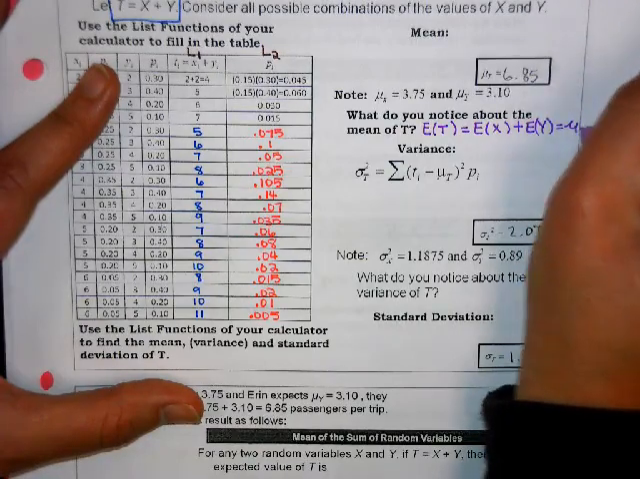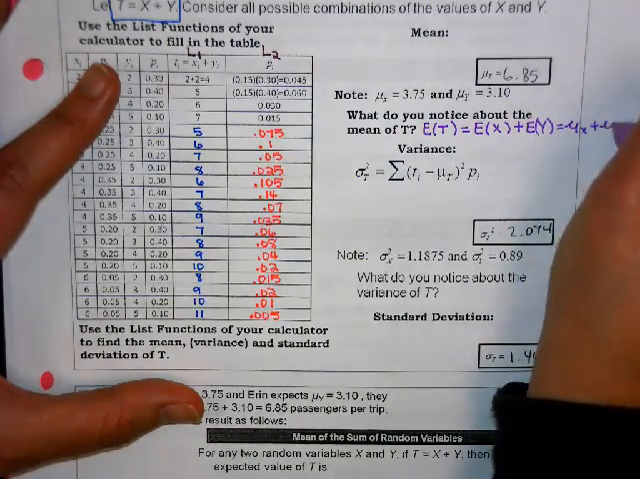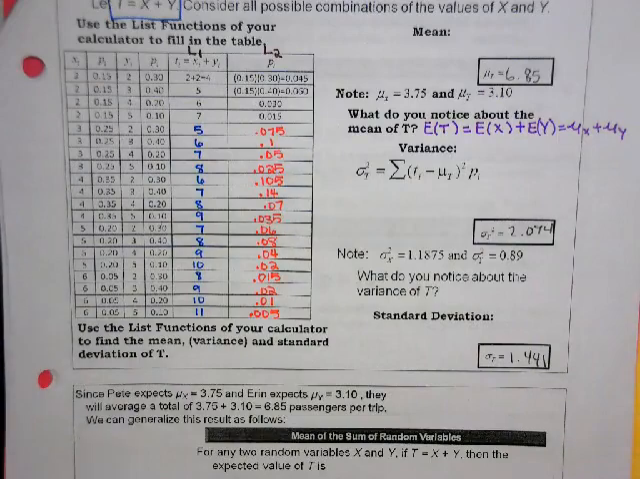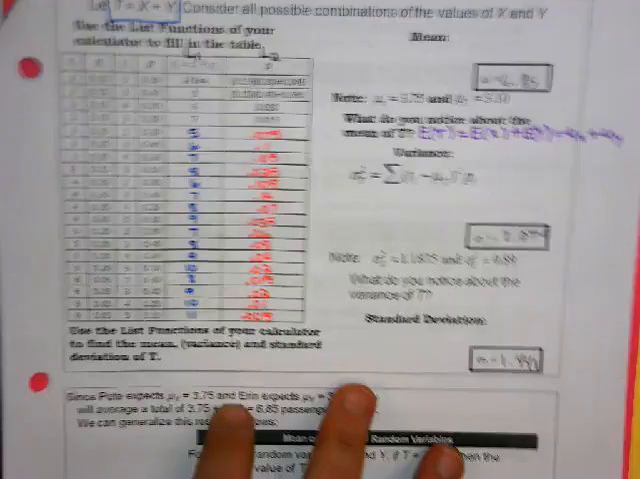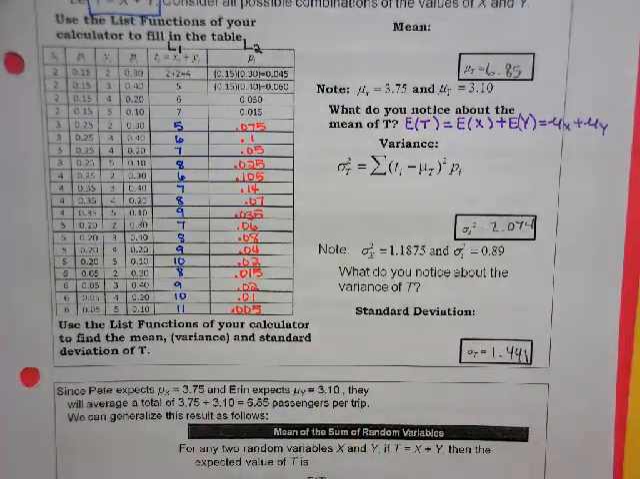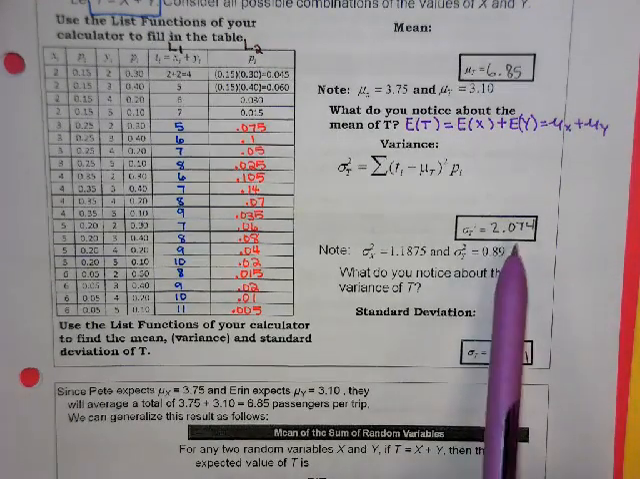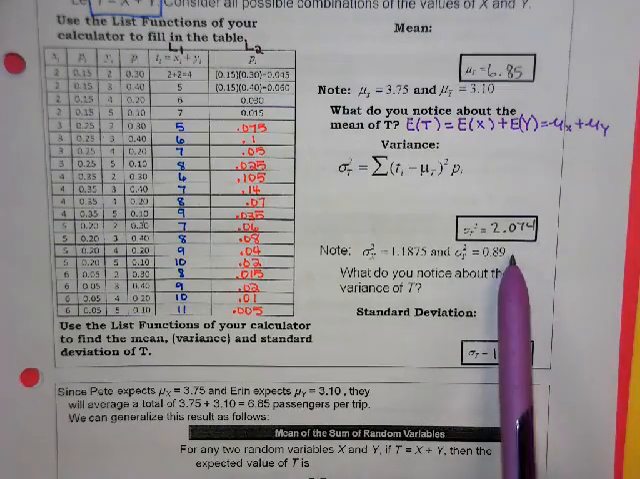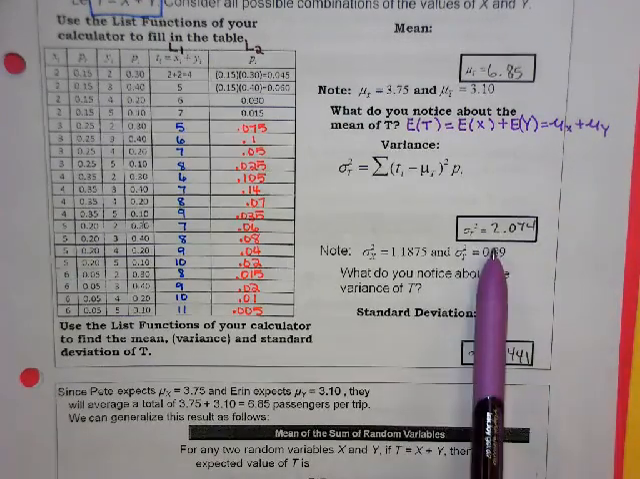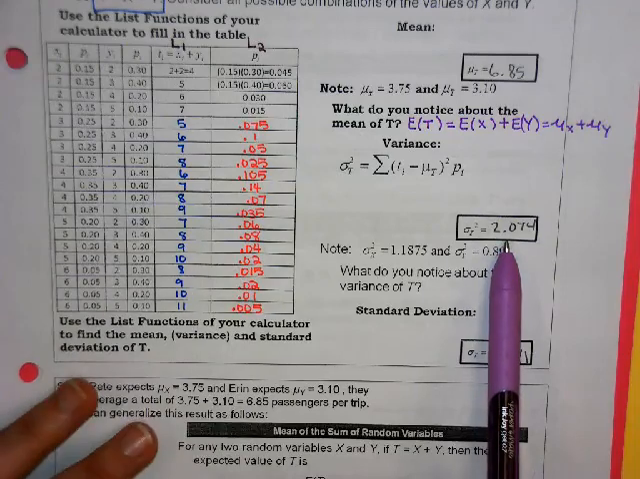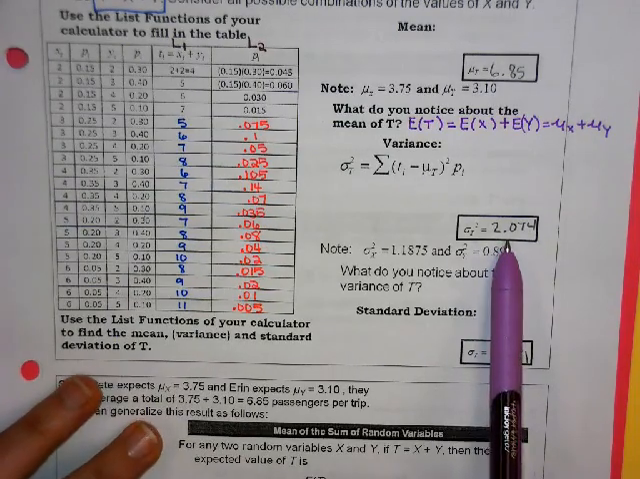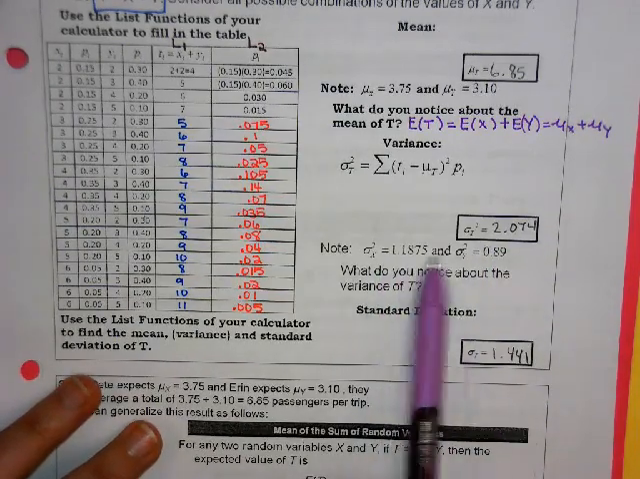Now, Nolan's group said 2.073, but that was for standard deviation. And this is our variance. Now the variance we didn't focus on, but the variance for Pete's Jeep Tours was 1.1875. The variance for Aaron was 0.89.